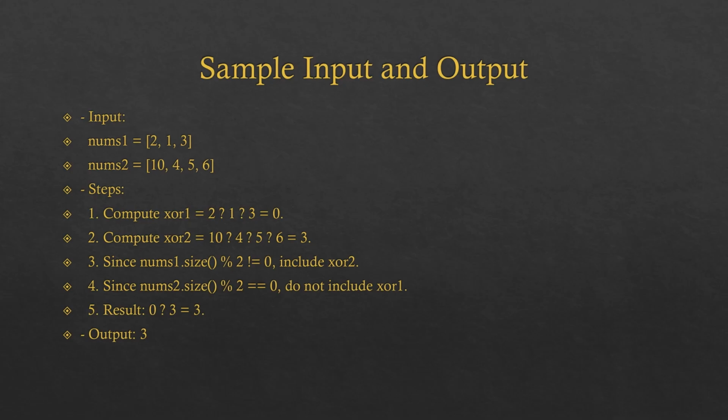Let's walk through an example. Suppose nums1 is 2, 1, 3 and nums2 is 10, 4, 5, 6. First we compute XOR1 as 2 XOR 1 XOR 3, which equals 0. Then compute XOR2 as 10 XOR 4 XOR 5 XOR 6, which equals 3. Since the size of nums1 is odd, we include XOR2 in the result. However, the size of nums2 is even, so XOR1 is not included. The final result is 0 XOR 3, which equals 3.